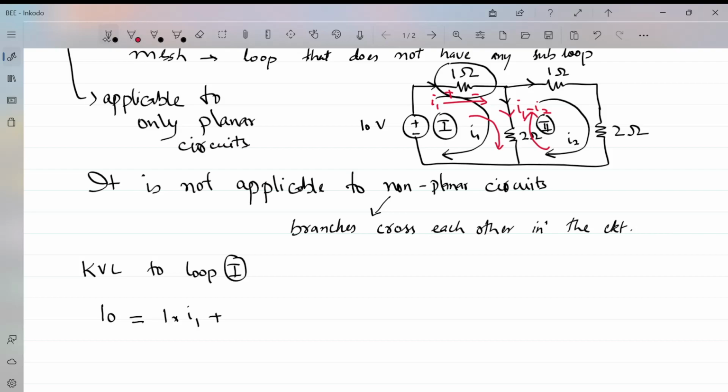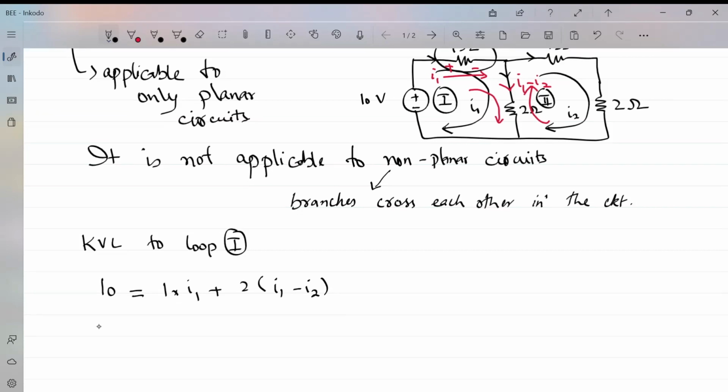So we can write 10 is equal to 1 into I1 plus 2 into (I1 minus I2). That is 3I1 minus 2I2.